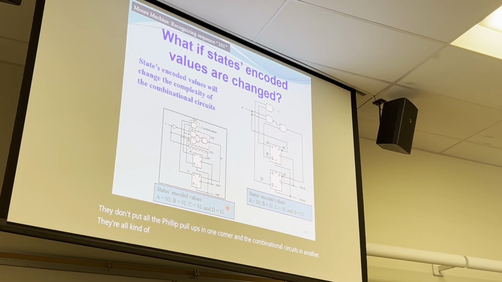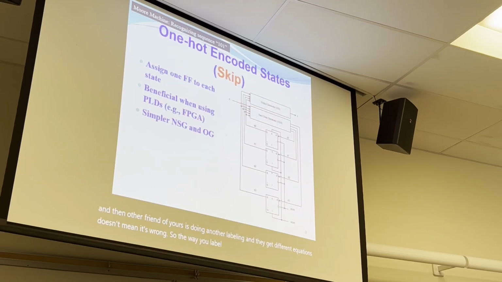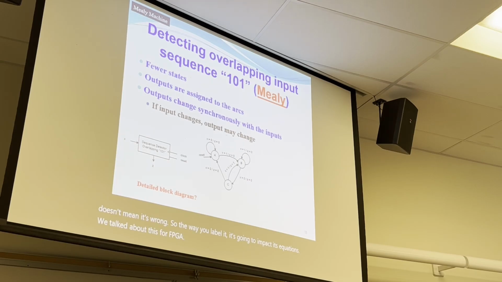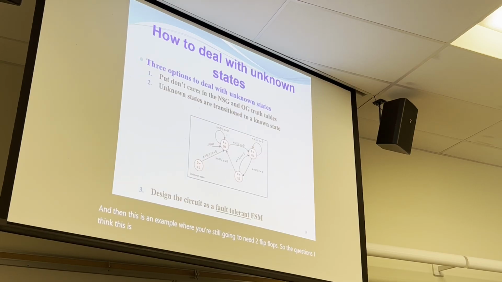If one of you is doing this labeling and another friend of yours is doing another labeling and they get different equations, it doesn't mean it's wrong. The way you label it is going to impact the equations. We talked about this for FPGAs, and then Mealy, where the outputs are on the transitions. This is an example where you're still going to need 2 flip-flops. I think this is where we stopped.